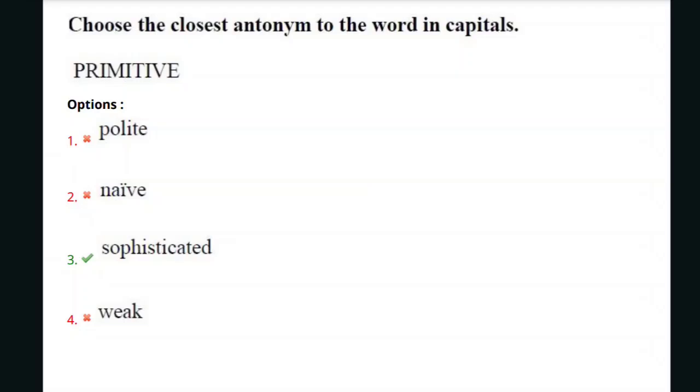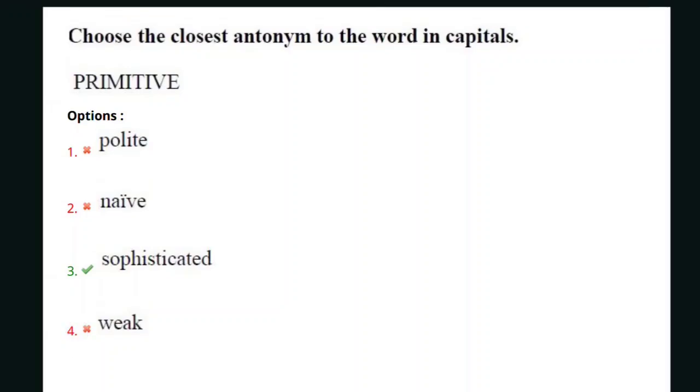So here we got the answer. The antonym is sophisticated. Primitive is nothing but ancient and very basic, and sophisticated means advanced and having worldly experience and having knowledge about modern fashion and culture. So the antonym to the word primitive is sophisticated. So the correct answer is the third option, sophisticated. Let's move to another question.